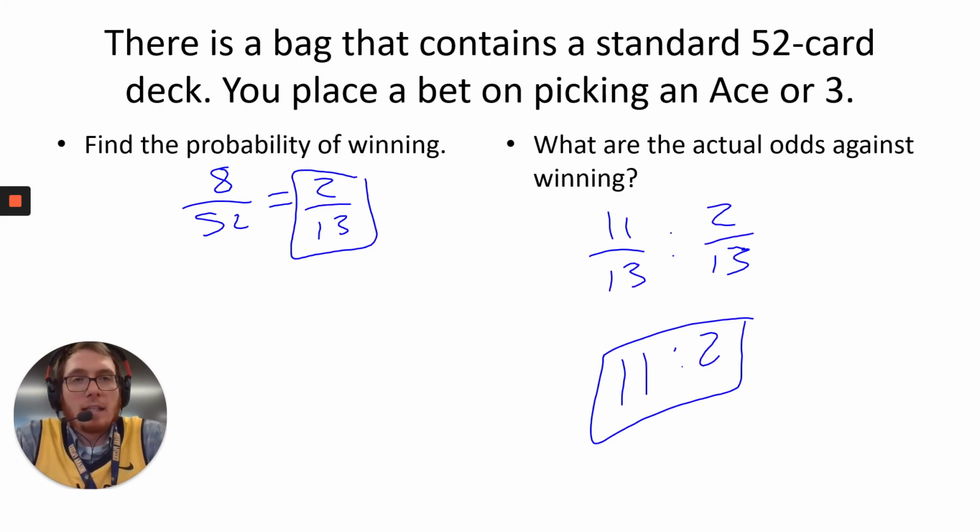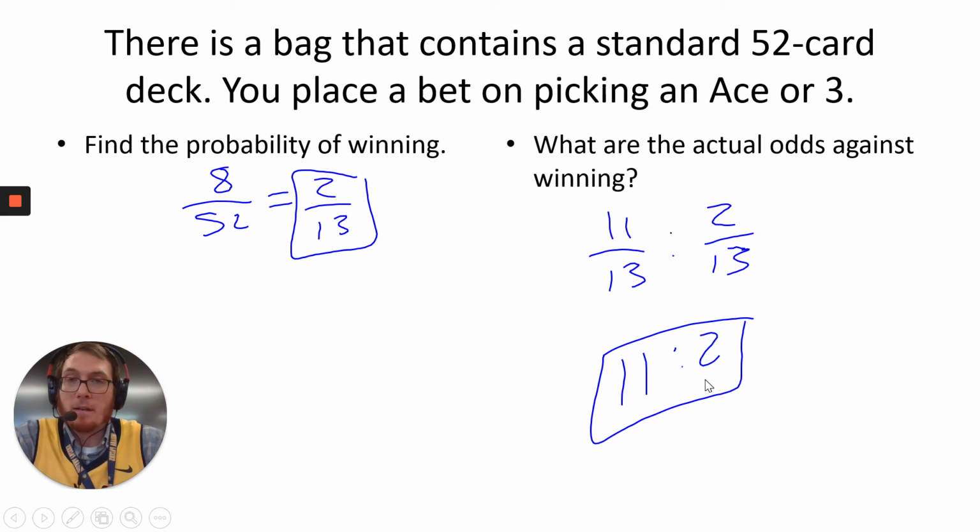Okay, just to recap some things about odds. Standard 52 deck, the bet is placed on ace or 3. So probability of winning, there's 4 aces, 4 threes, so that would be 8 out of 52, or 2 out of 13. Odds against would be 11 to 2, because there's 11 out of 13 ways to lose and 2 out of 13 to win, which would be 11 to 2 as your ratio.